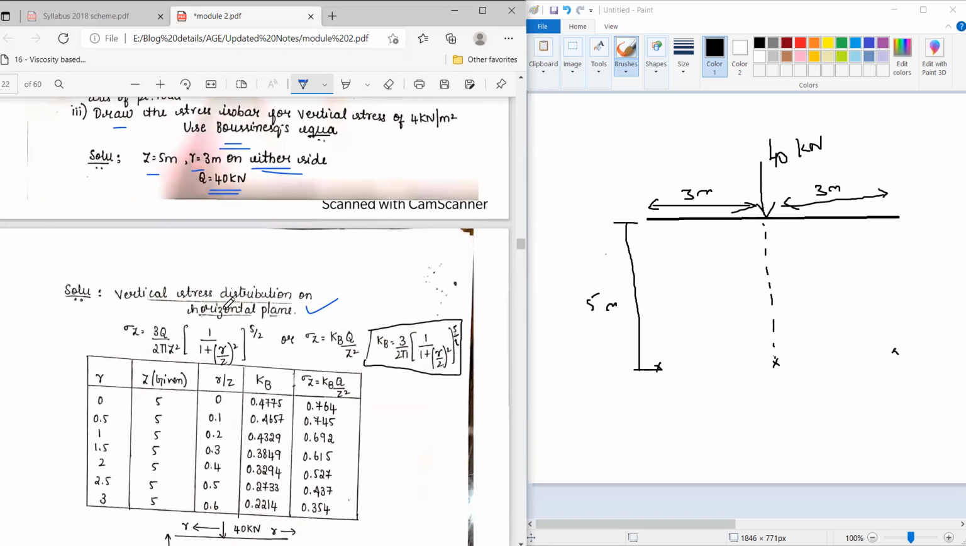So, vertical stress distribution on a horizontal plane. We know the Boussinesq equation: sigma z is equal to 3q divided by 2 pi z square into 1 divided by 1 plus r by z whole square to the power of 3 by 2, or sigma z is equal to kb q divided by z square, where kb is 3 divided by 2 pi into 1 divided by 1 plus r by z whole square to the power of 5 by 2.